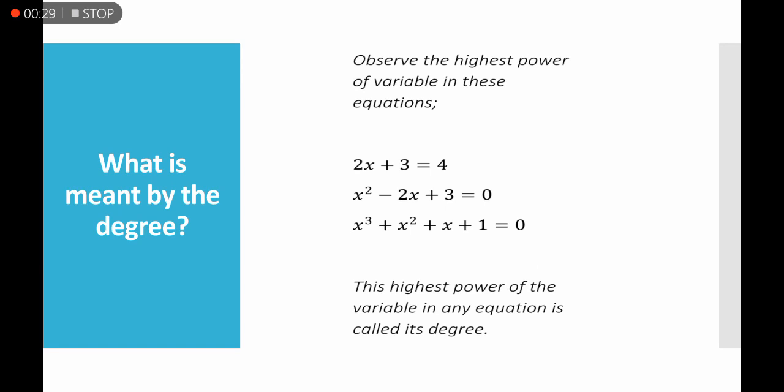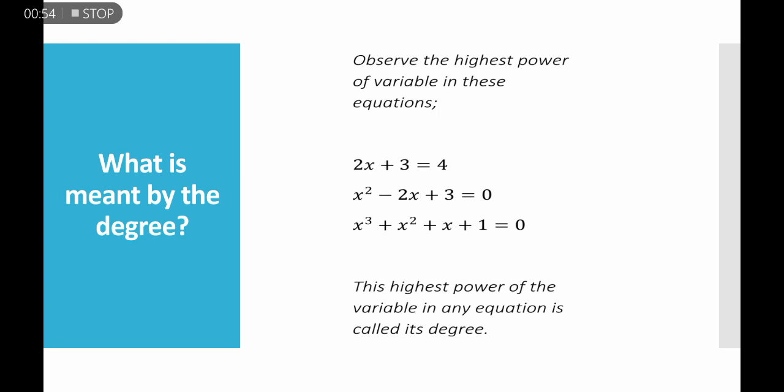What is meant by the degree? Observe the highest power of variable in these equations. In the first equation, 2x plus 3 is equal to 4. The power of the variable x is 1. In the second equation, x squared minus 2x plus 3 is equal to 0. The highest power of x is 2.